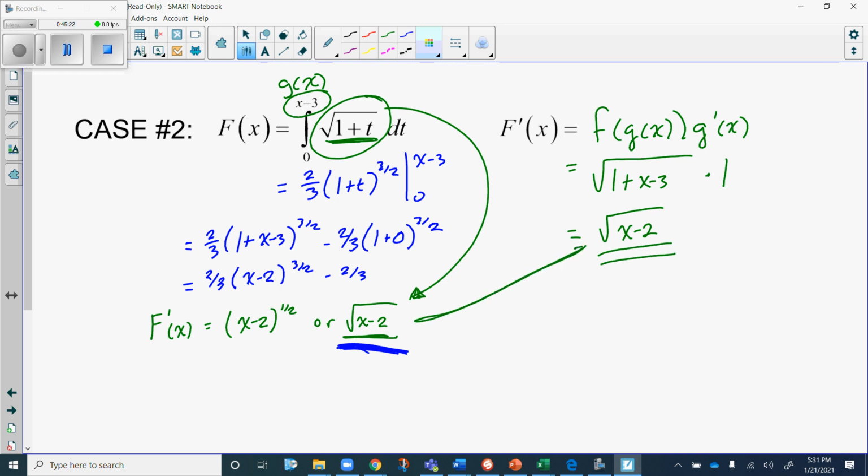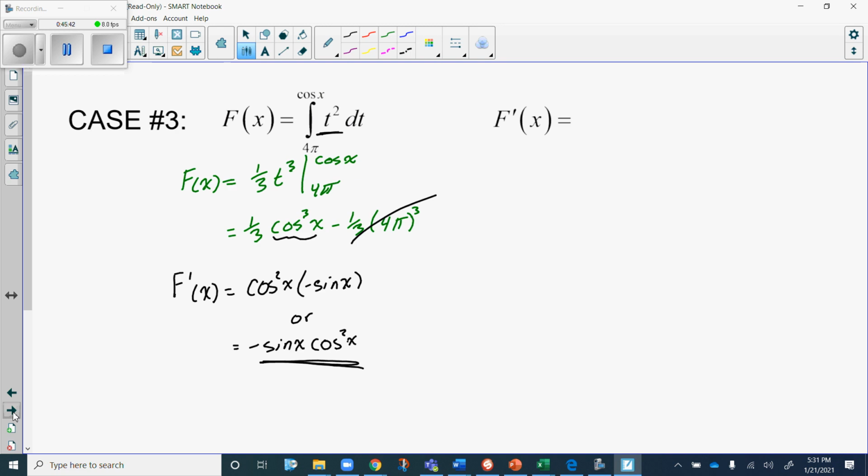The derivative of the antiderivative is now found using that little rule. It looks very much like what we would say for the chain rule, except we're not taking the derivative of the whole thing. We're just doing a composition multiplied by the derivative of whatever the upper bound happens to be. So see if you can do it here. Prove it to yourself and see what you end up with.